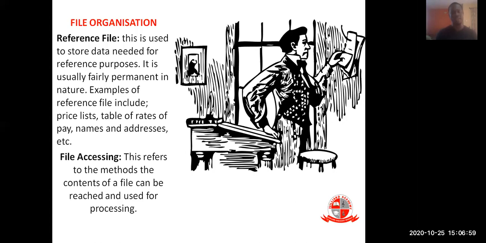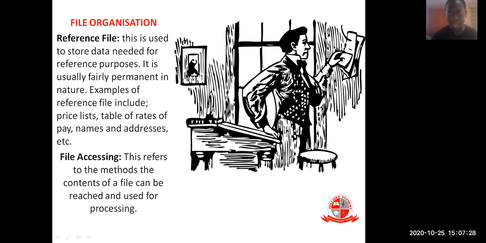So let's look at file accessing. What is file access? This refers to the methods by which the contents of a file can be reached and used for processing. That's what file accessing is, like the word suggests. How do you access a file? That is one of the things we'll talk about next.